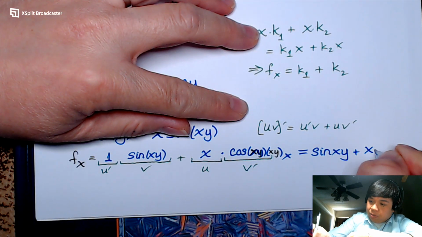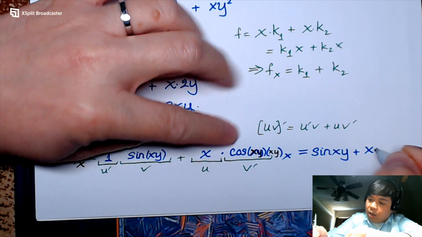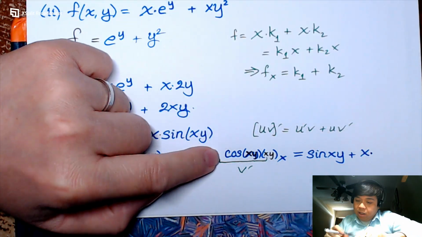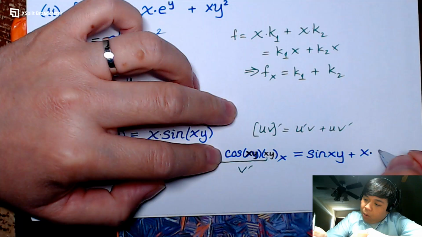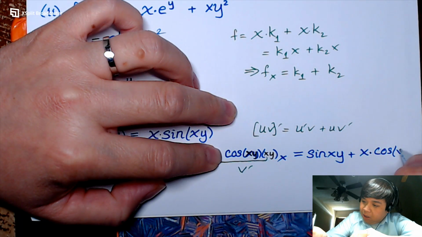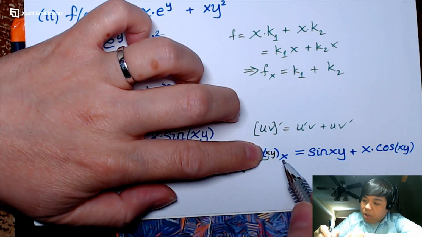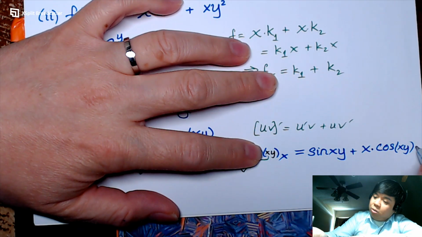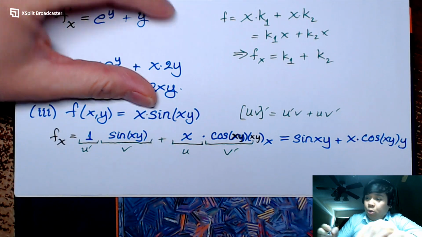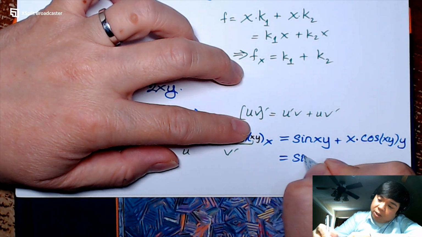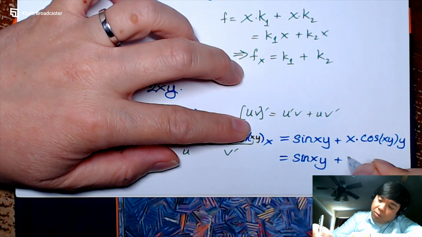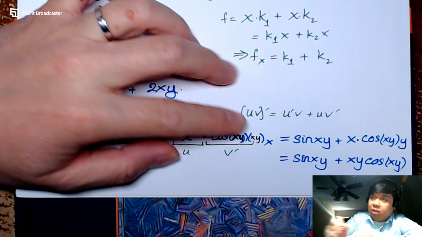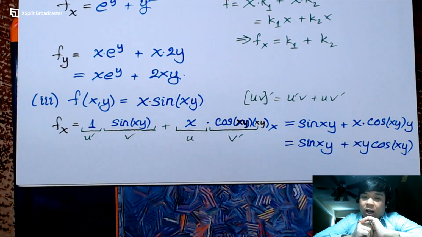plus x times cosine of xy, and derivative of xy with respect to x. Derivative with respect to x is 1. Y is constant, so it will be just y. So we say sine of xy plus xy cosine of xy. So that is the derivative with respect to x.